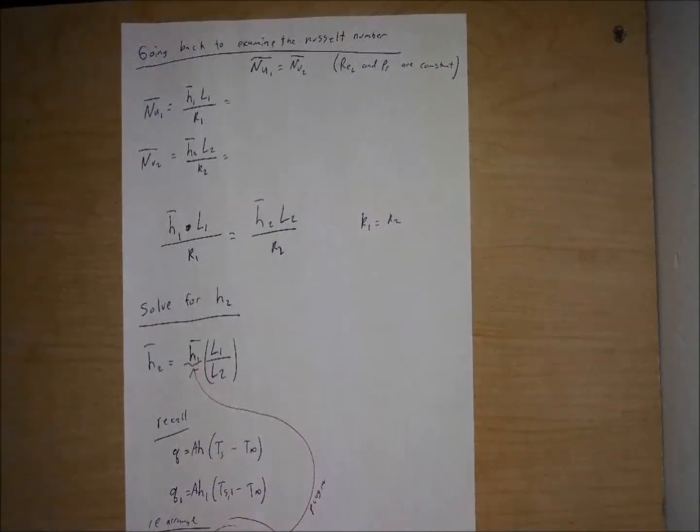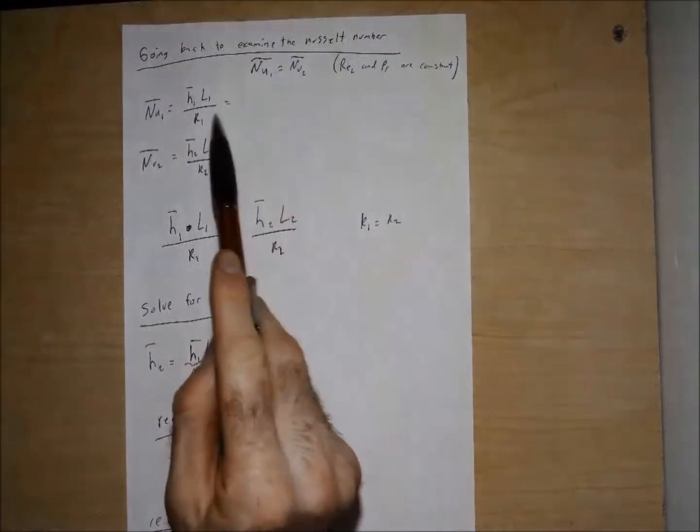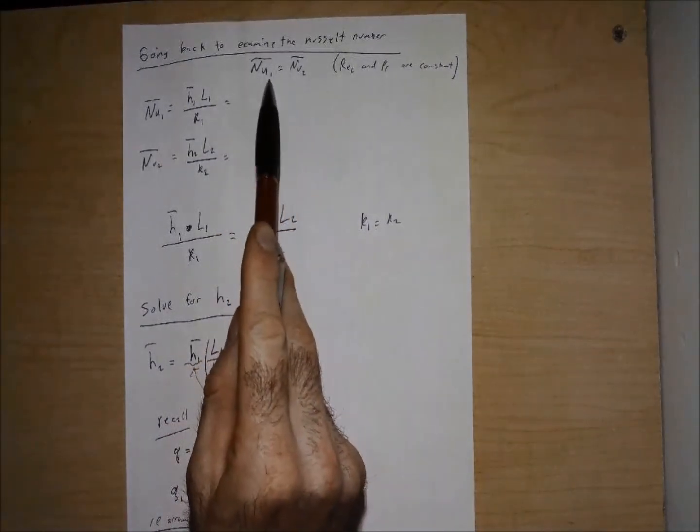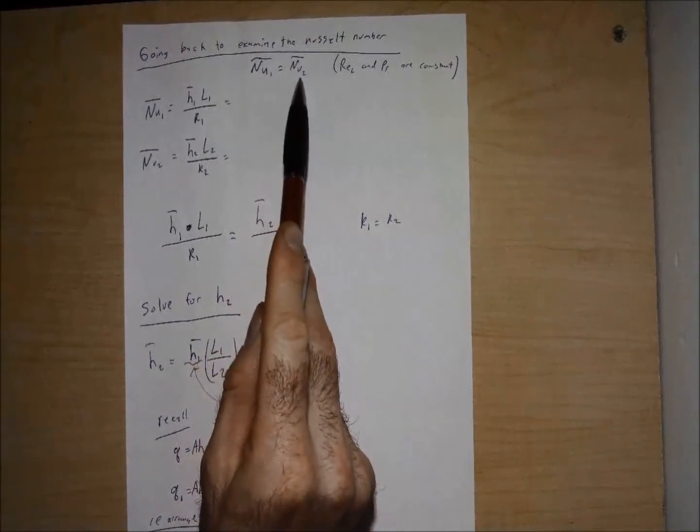So now that we've shown that the Reynolds numbers and the Prandtl numbers are equal and constant from case 1 to case 2, or blade 1 to blade 2, the next thing we want to do is go back to the Nusselt number here. So we go back to our key equation, and now we can say that average Nusselt number 1 is equal to average Nusselt number 2.